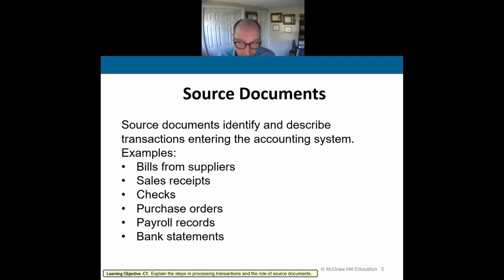How do they record transactions? Well, there's a couple of different ways. They do it through information that's provided to them. And here's a couple of examples of that. We received a bill from a supplier. What does that mean? So the company purchased inventory.